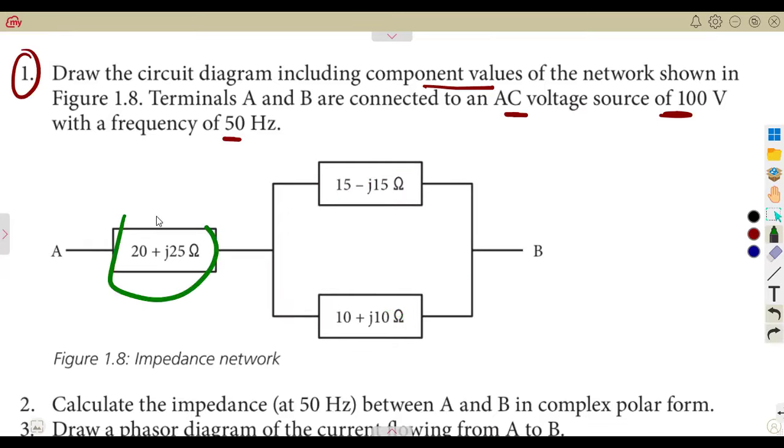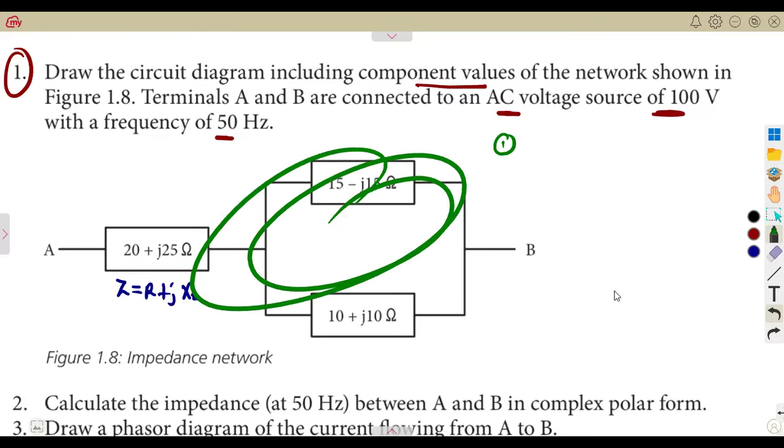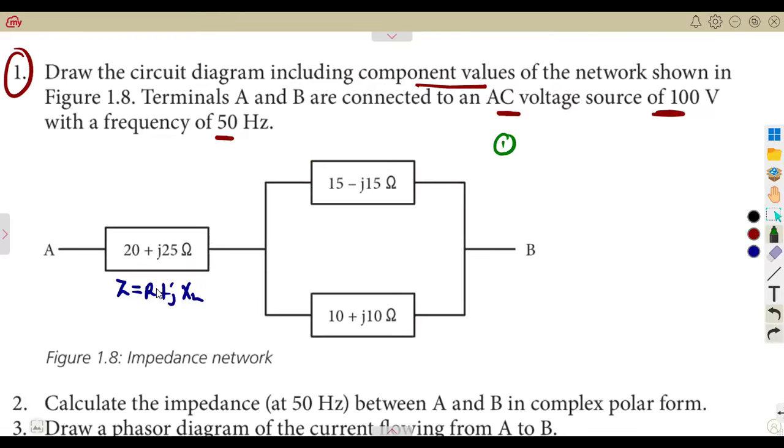Let's start with here, 20 plus j25. There's a plus here, meaning to say we have Z, which is equal to R plus jXL. Remember what I said. I'm just going to attempt my question here for the calculation so that we do not get away from our diagram. From this part, we already have resistance and XL. So I'm just going to call this Z1, this Z2, and this Z3.